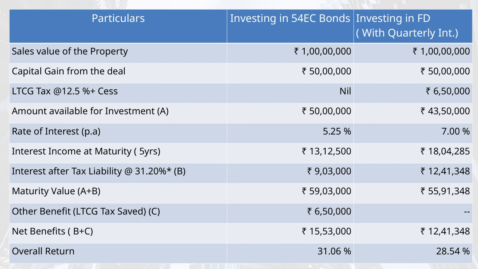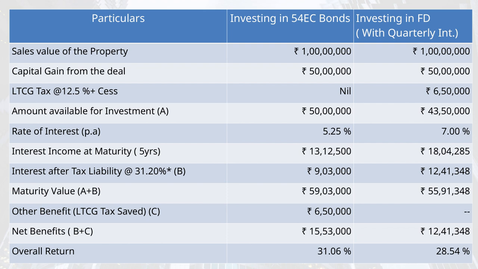When we consider the tax implications, investing in 54 EC bonds allows us to save on long-term capital gains tax, which is normally 12.5% plus cess. In this case, there's no LTCG tax paid if we go the 54 EC route, whereas investing in a fixed deposit results in a tax liability of 6,50,000 rupees. Now, looking at the amounts available for investment, with the 54 EC bonds you can invest the full 50 lakh rupees, while with the fixed deposit, the amount reduces to 39,50,000 rupees after tax.